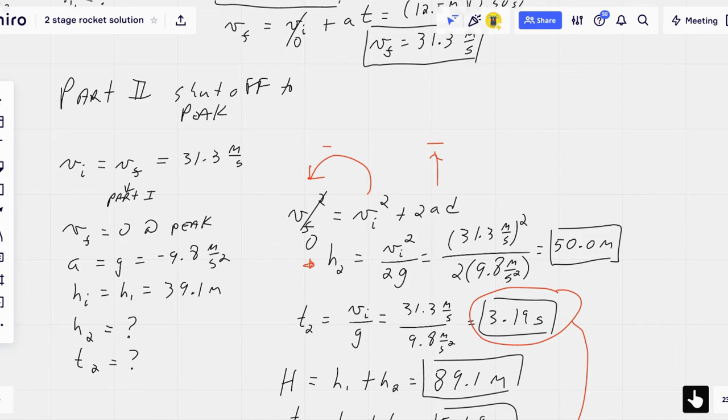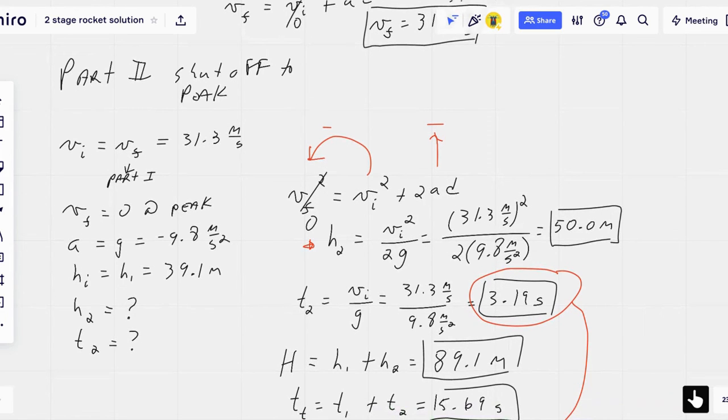Now, how long does it take to do this? T2 is going to be equal to the initial velocity divided by gravity. This comes from the equation V final equals V initial plus acceleration times time. The V final is 0, so when I subtract the V initial from both sides, it's negative, and then that negative cancels the negative gravity. So this is what I get from my time equation. It's whatever that velocity was divided by the rate of acceleration. That turns out to be 3.19 seconds.